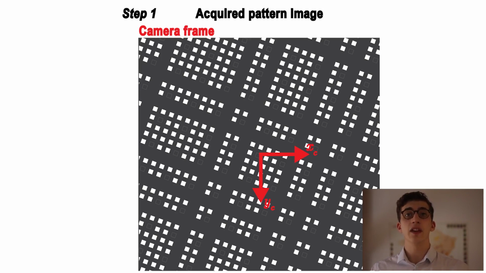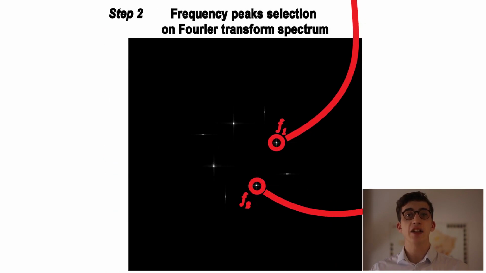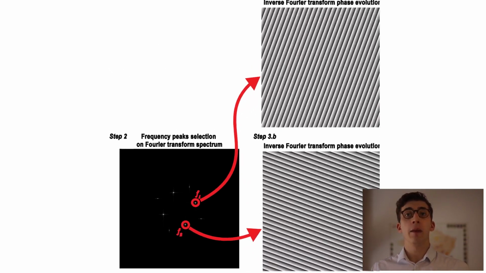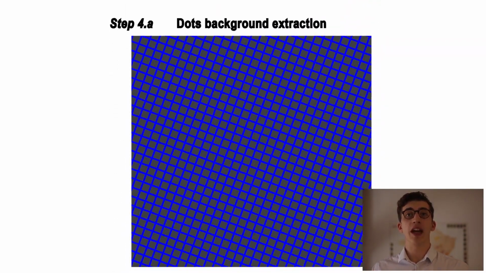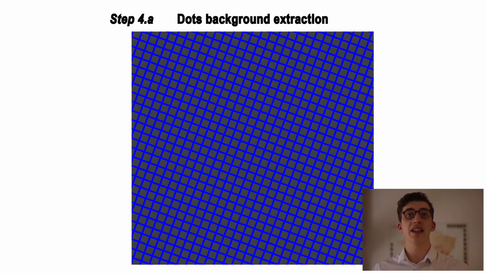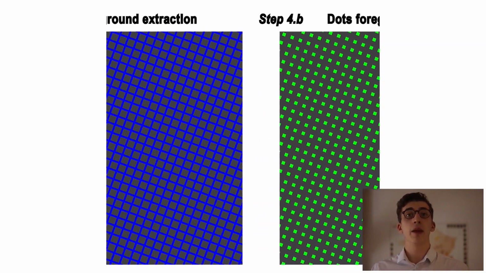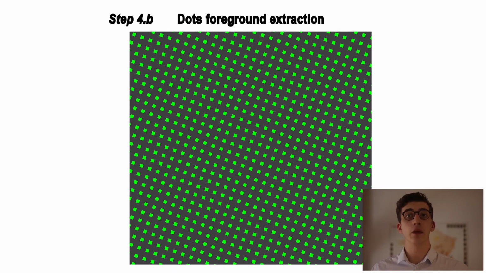First one is to take the Fourier transform of the pattern image that gives us, by isolating the two main frequency peaks and taking the inverse Fourier transform, the phase evolution between -π and π for each direction. With these two phase maps, we can reconstruct both the outside of each dot of the pattern by selecting the phase around π and the phase around -π in each direction. Similarly, by selecting the phase that is around 0 in each direction, we can isolate the center of each dot.